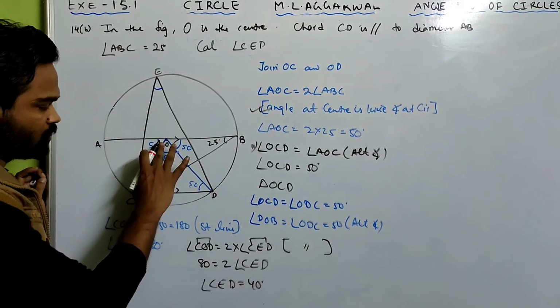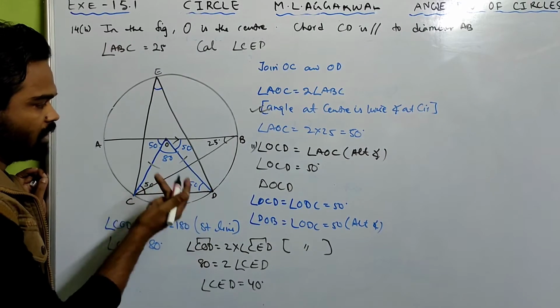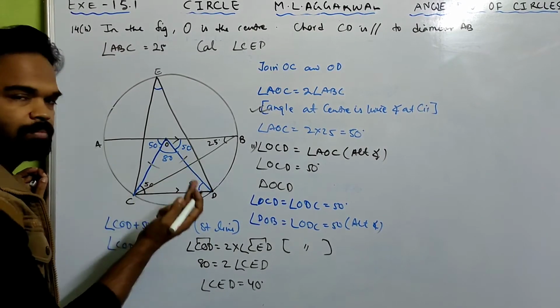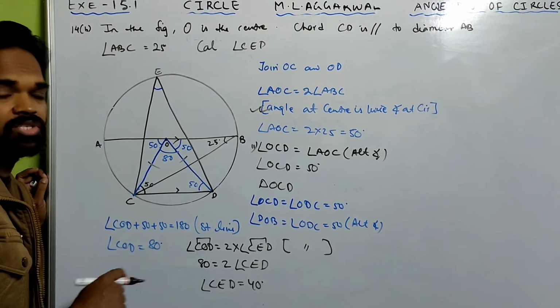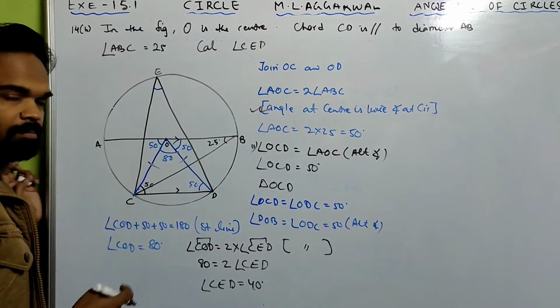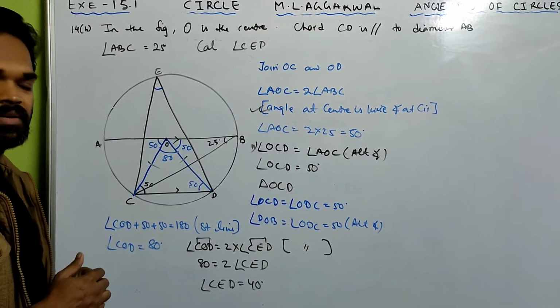Look carefully. You need to construct, you need to join OC and OD. Then use the theorem, you'll get the answer. And we've used the property of isosceles triangle also, even the parallel line property. Clear? Now let us look at the next sum.